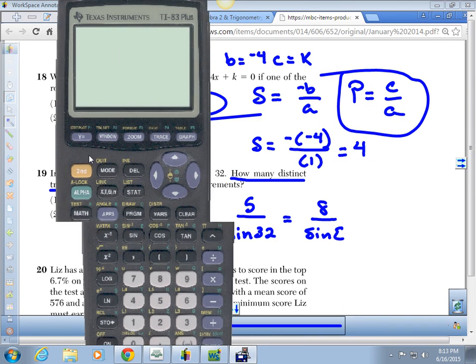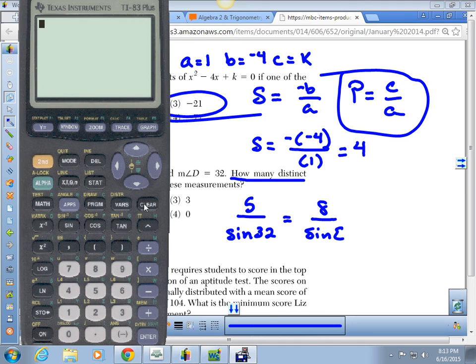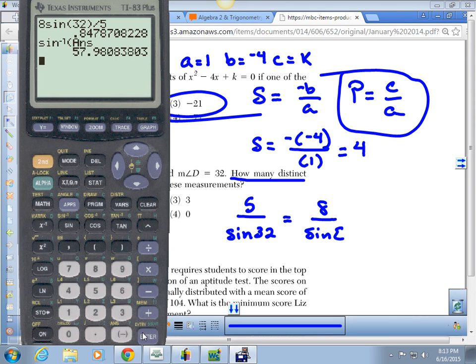What mode do we want to be in here? Yeah, we want to be in degree mode. Tell me, please, what times what divided by what? 8 sine 32, make sure you close it, divided by 5, that gives me the sine of the angle. Can sine be equal to that? Yes, it can. How do we find the acute angle? Second sine, second answer. How do we find the obtuse angle that it could also be? 180 minus.